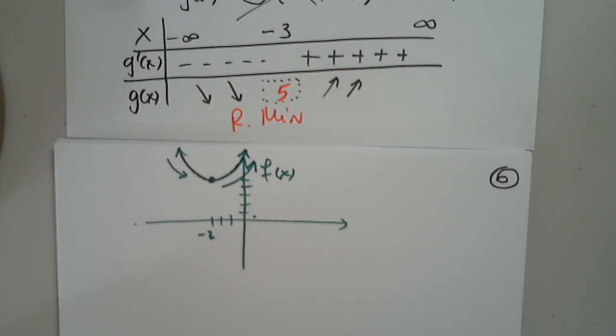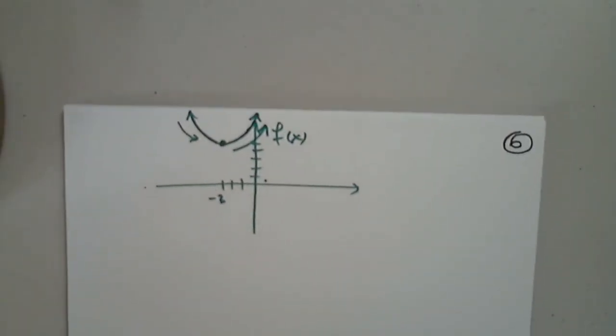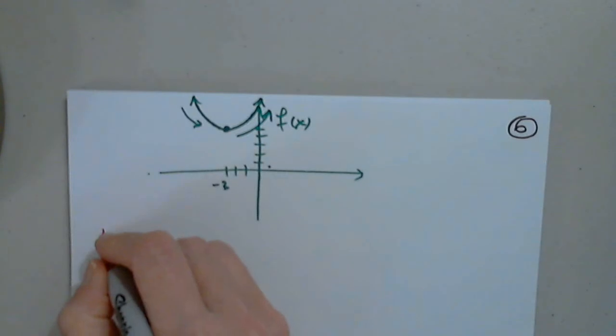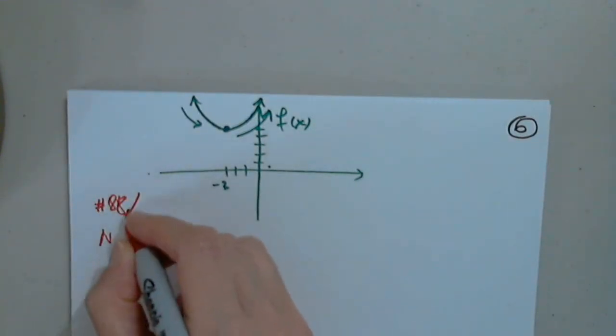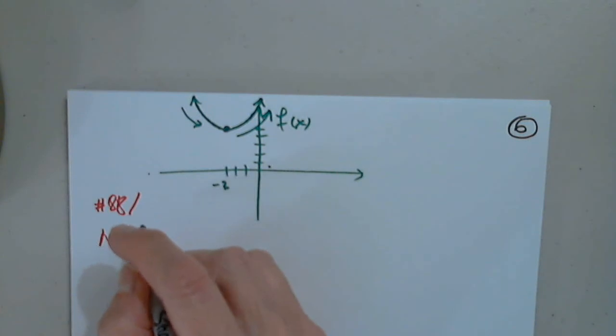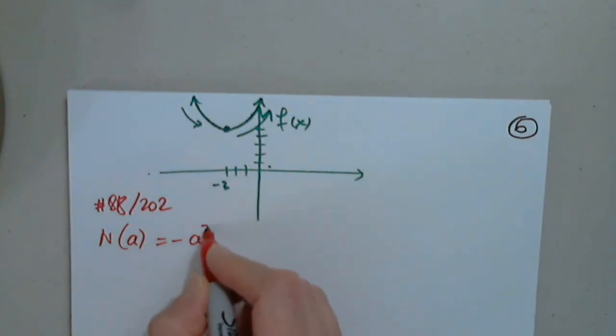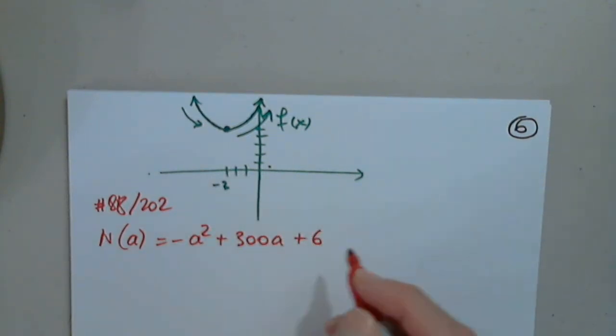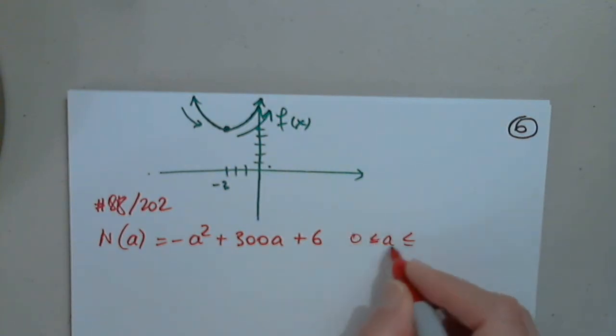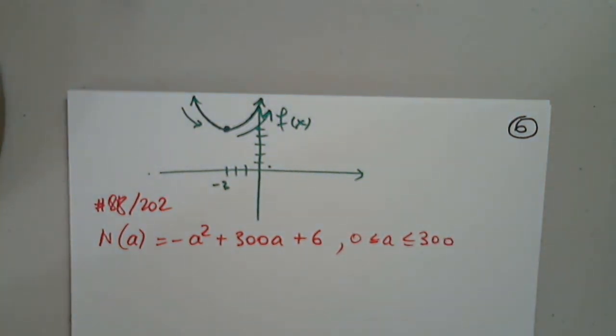Is that okay if we illustrate with 88? Yeah, that's fine. Okay. So let me copy. So N of A, this is 88. And what page am I on? I think I'm on 203, 202. Okay. So N of A equals -A squared plus 300A plus 6, and A is a number between 0 and 300, they say. So N is units, and lowercase a is in thousands of dollars.